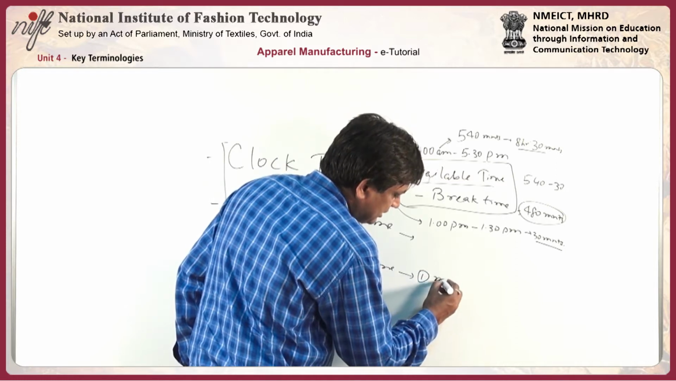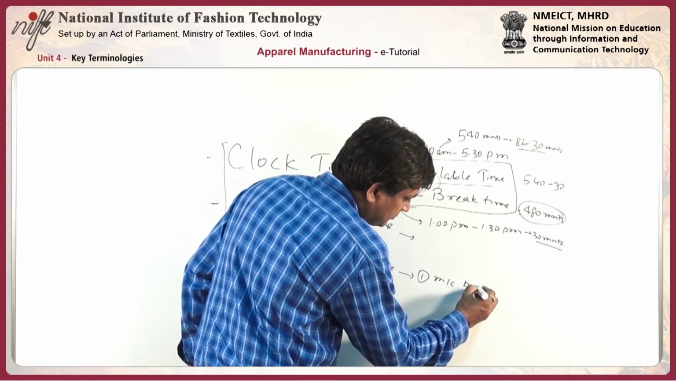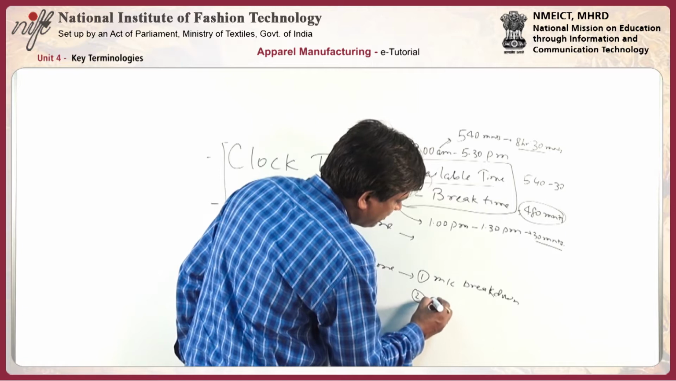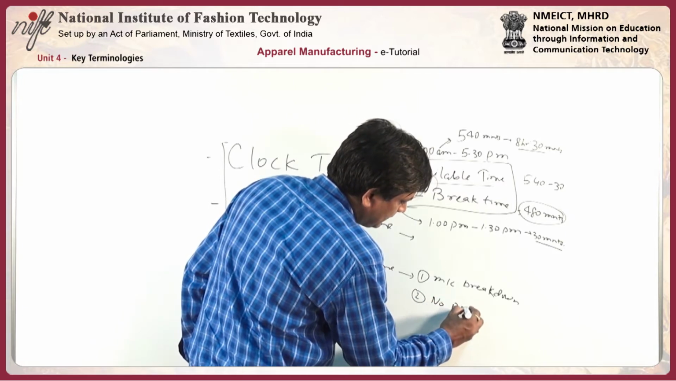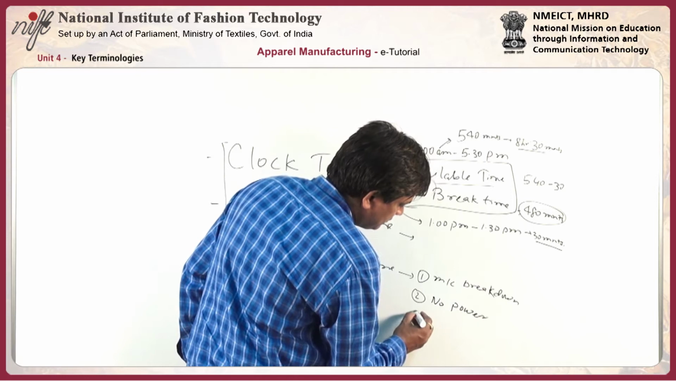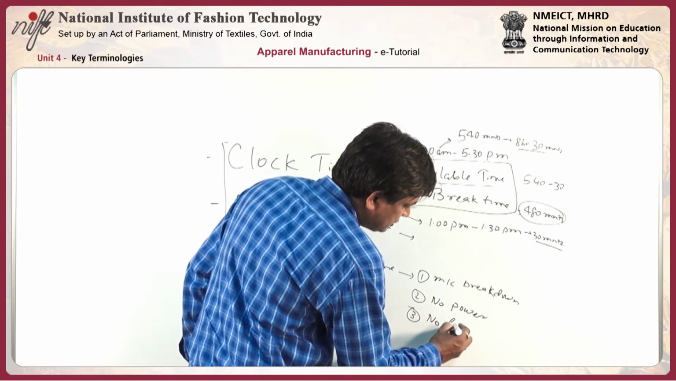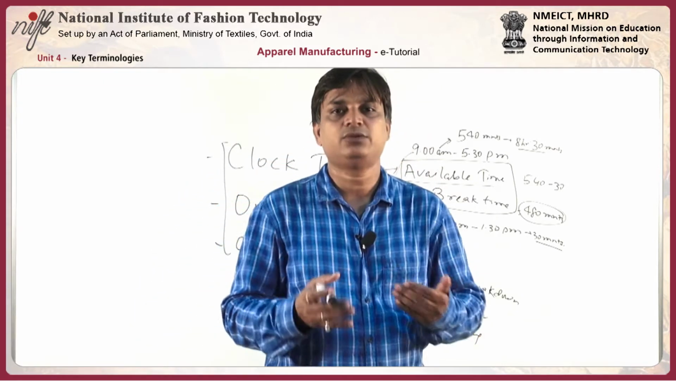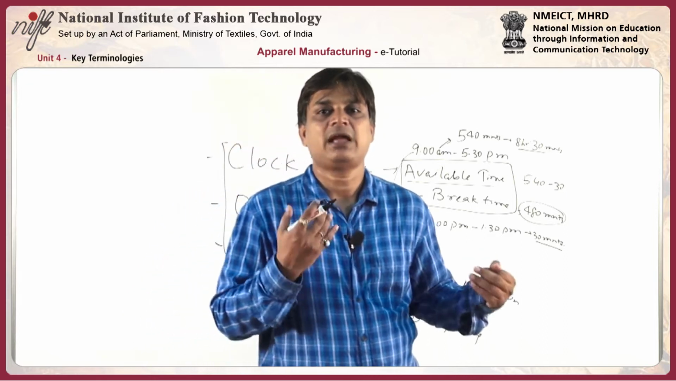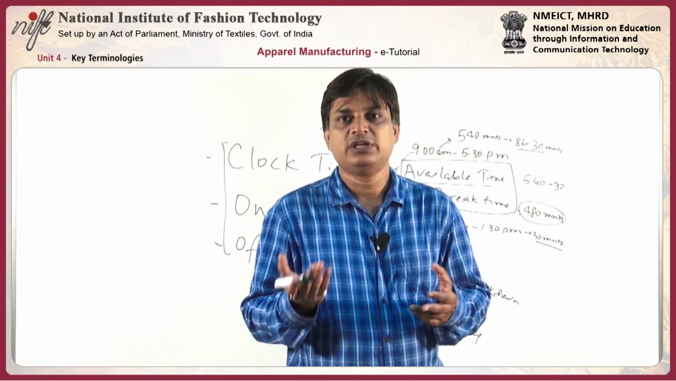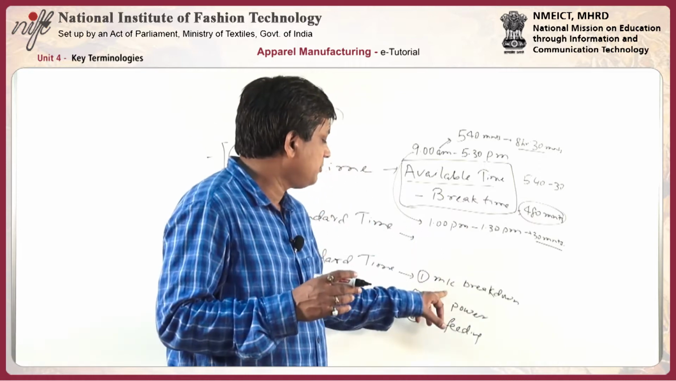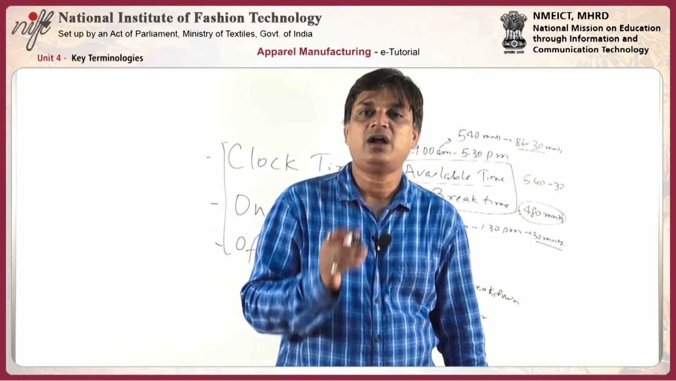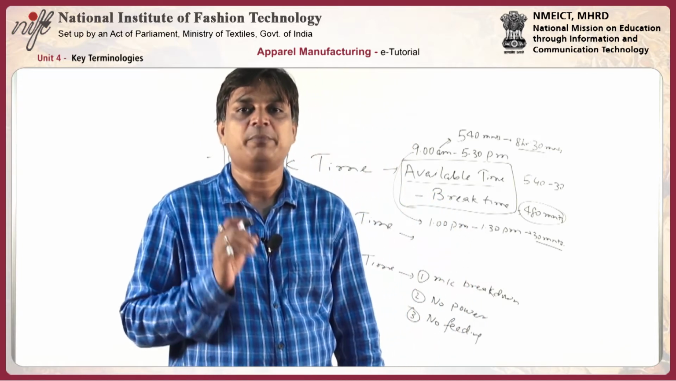Examples can be: we have a machine breakdown, there is no power, no feeding was there, no cut parts were available. He was ready to work, but he was not having any job to do. So it's a management problem. Machine breakdown is there, no power is there, no feeding is there. These are all problems that did not happen due to the operator's mistake.